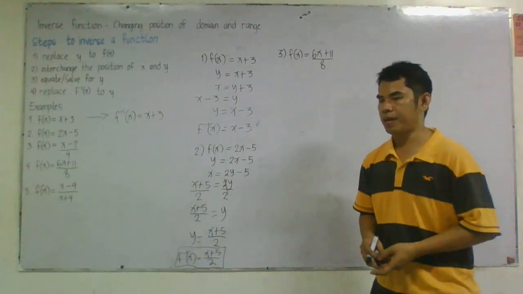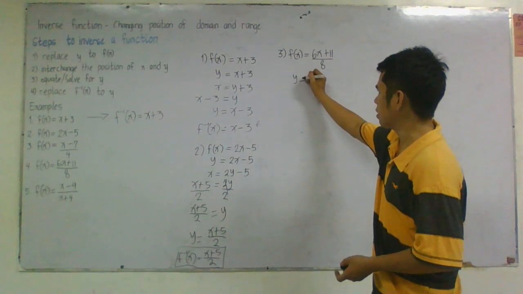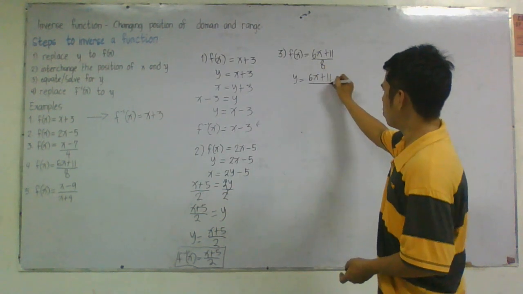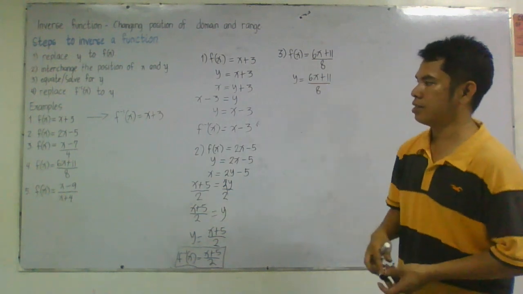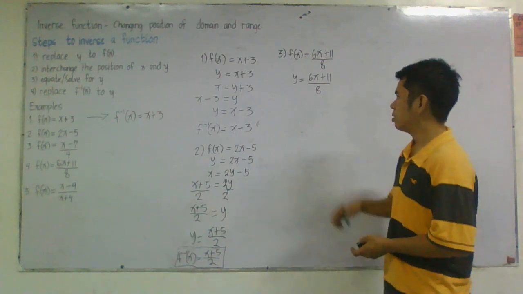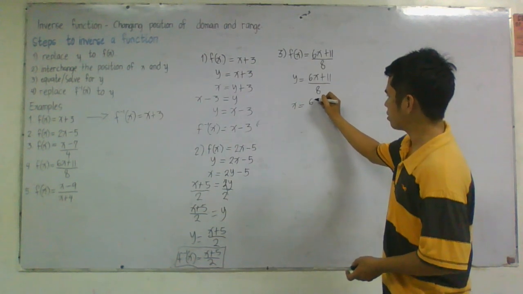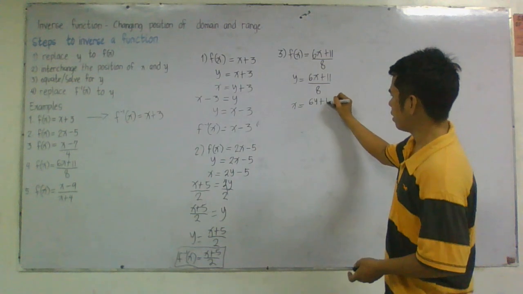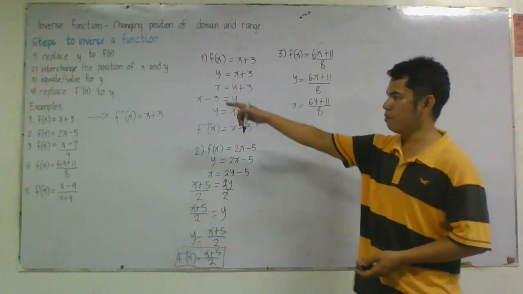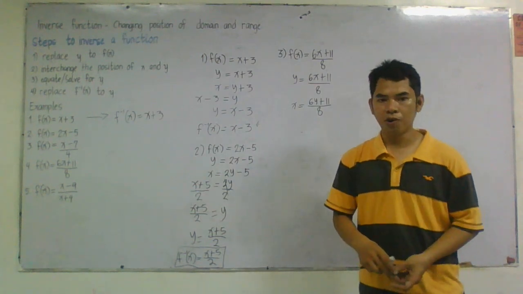So first we have to replace f of x with y. So that is y is equal to 6x plus 11 over 8. Then the second step, we have to interchange the position of x and y. So now we have x is equal to 6y plus 11 over 8. Next we have step number 3, which is to solve for y.